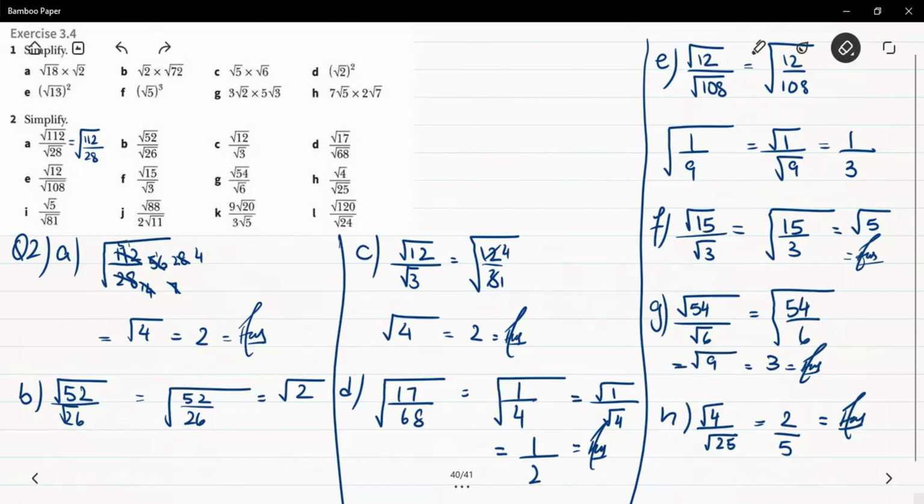Let me just erase some part of it so I can get the rest of that.